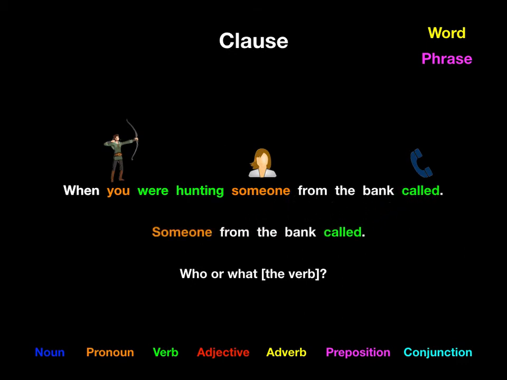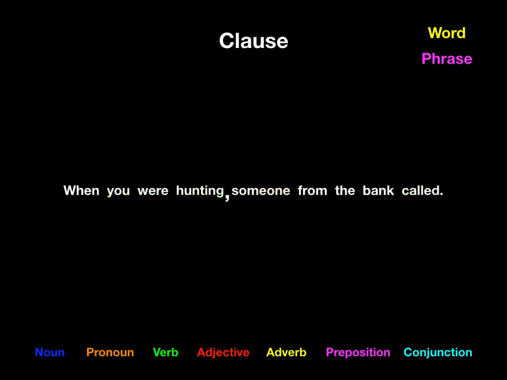thought. "Someone from the bank called." This possesses both a subject and a verb, as well as a complete thought. "When you were hunting." While this possesses a subject and a verb, it does not possess a complete thought. Therefore, we would need to place a comma after this dependent clause that is beginning our sentence. When you were hunting, someone from the bank called.